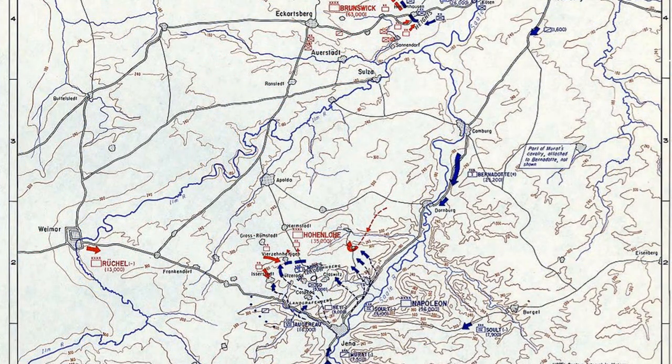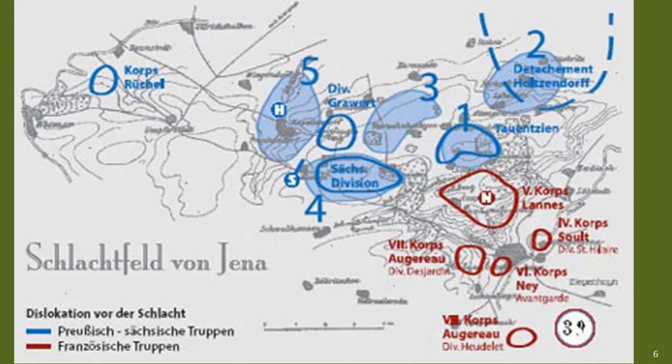This shows the position at 1000 hours on the 14th of October. Both battles began at a similar time, I suspect due to the fog. This shows the position at Jena in more detail. This would probably be the position of the French Corps and Prussian divisions before Napoleon's attack on the 14th.